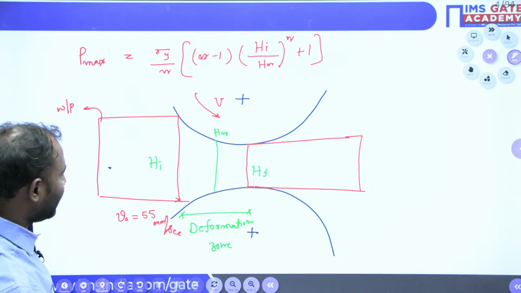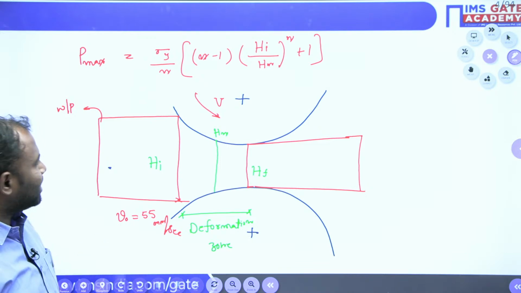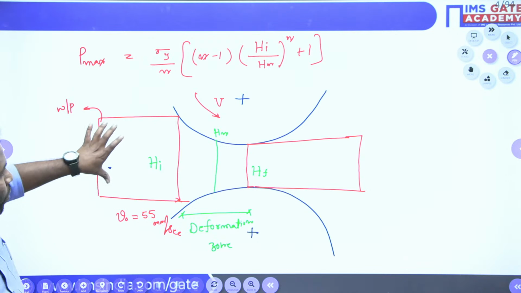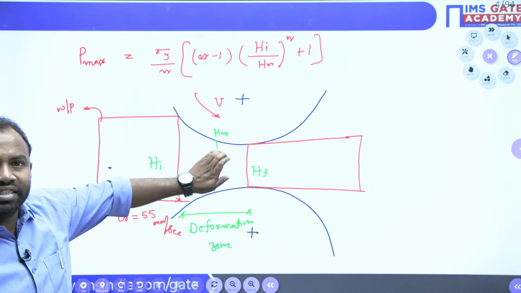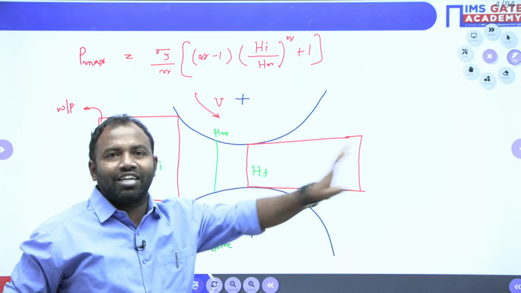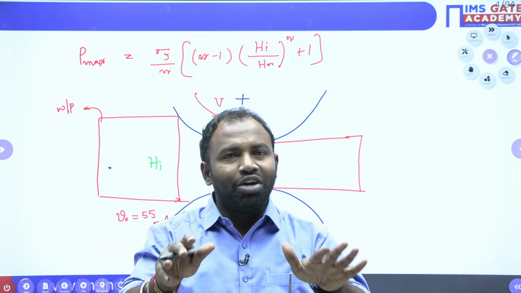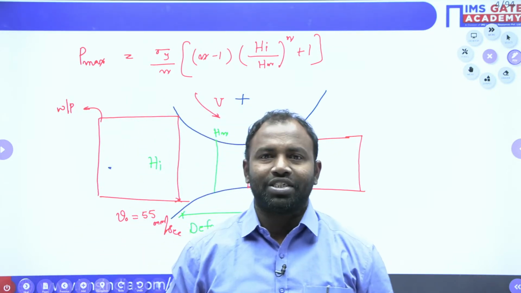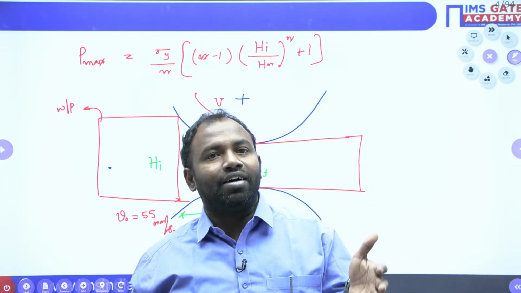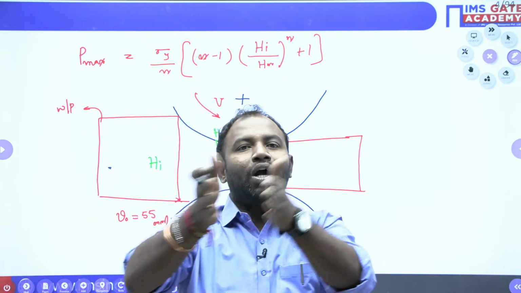Now let me go for Hn. So how to calculate Hn? In the rolling operation, we know that whatever volume flow rate enters the rolling stand is the same that exits. That means the volume flow rate in the rolling operation is constant. So the volume flow rate before rolling is equal to the volume flow rate after rolling.